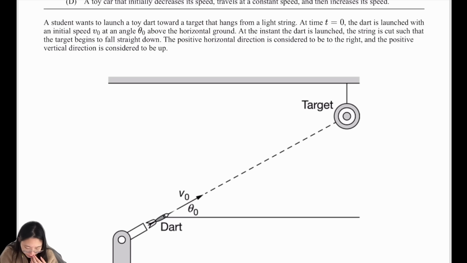A student wants to launch a toy dart toward a target that hangs from a light string. At time t equal to 0, the dart is launched with an initial speed of v0 at an angle theta above the horizontal ground. At the instant the dart is launched, the string is cut such that the target begins to fall straight down. The positive horizontal direction is to the right, and the positive vertical direction is up.